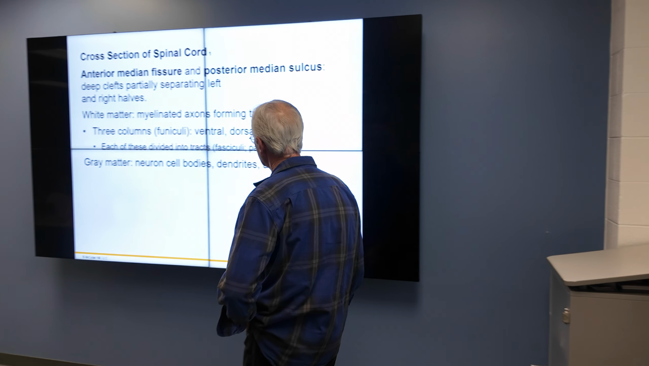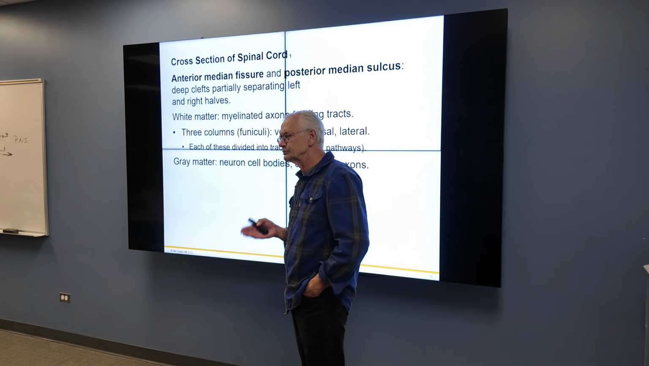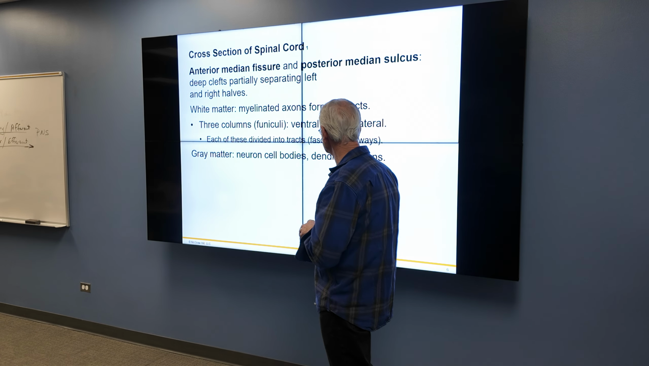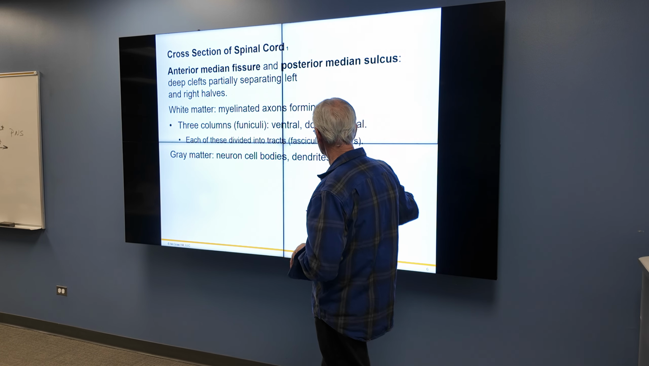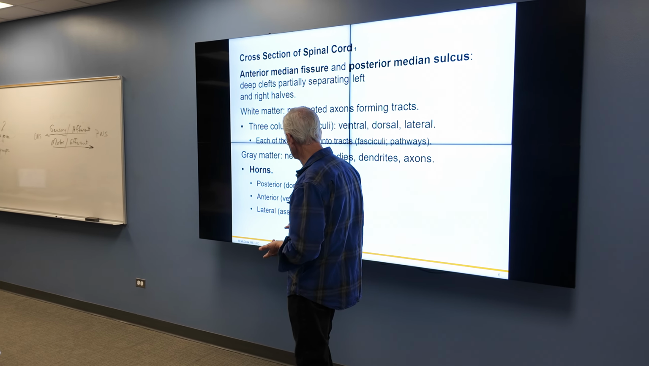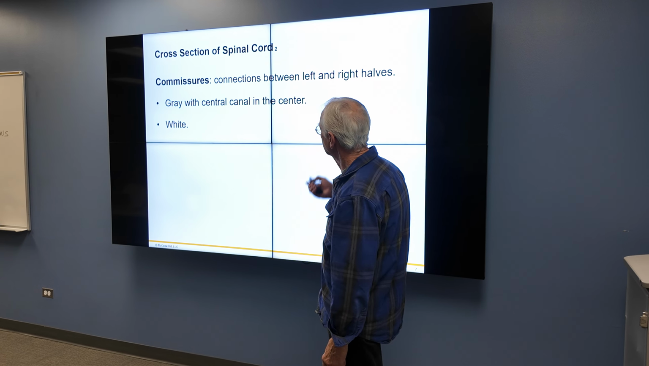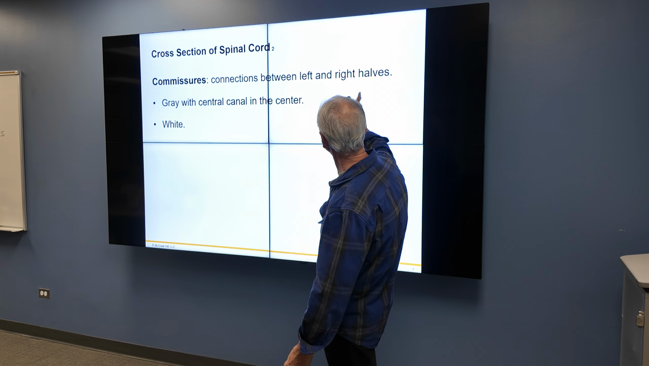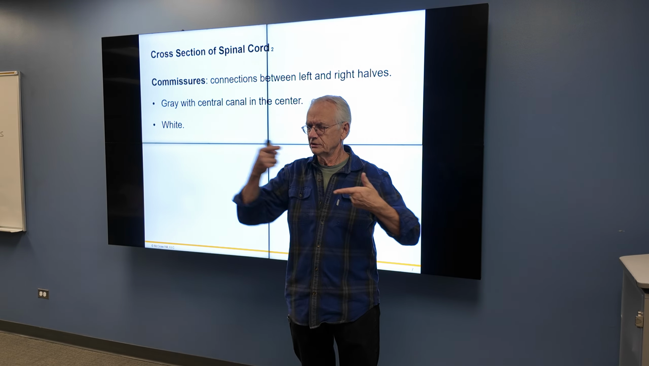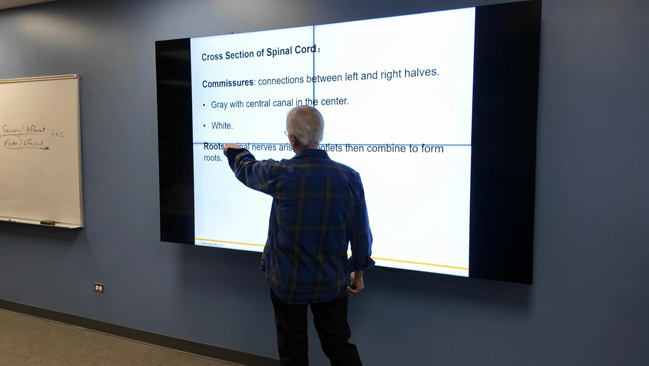Each of these divides into tracts, which are pathways. The gray matter is what? Unmyelinated, right? Slower response here. The neuron cell bodies, dendrites and axons are unmyelinated, the gray matter. We're going to talk about posterior, dorsal, anterior, ventral, and lateral associated with autonomic nerves, and those are the horns that we talked about here. We're going to deal with terms called commissures, connections between left and right. You have to communicate between this side and this side. You're going to have something communicating from one side to the other, and then the gray and white commissures.